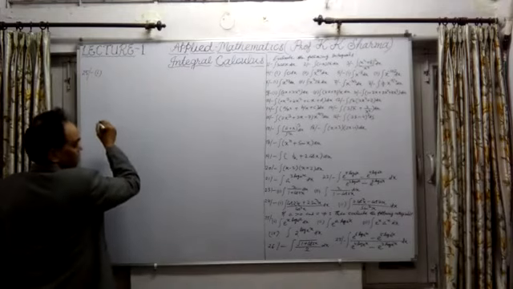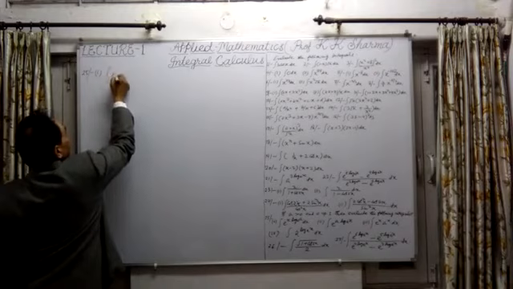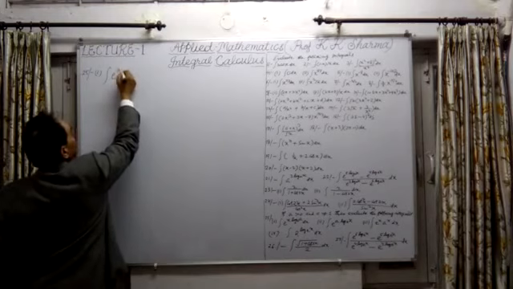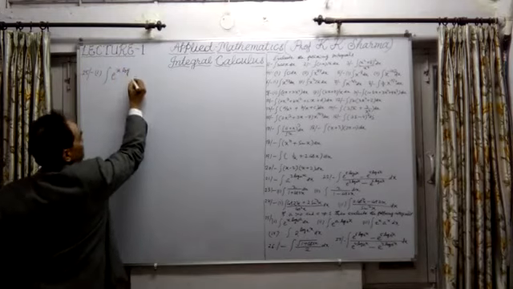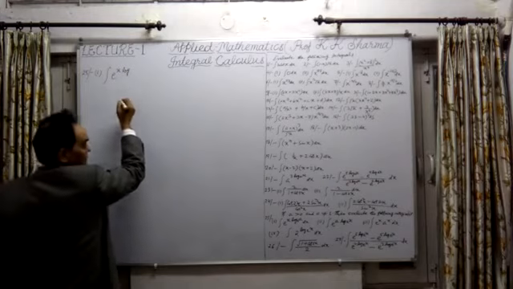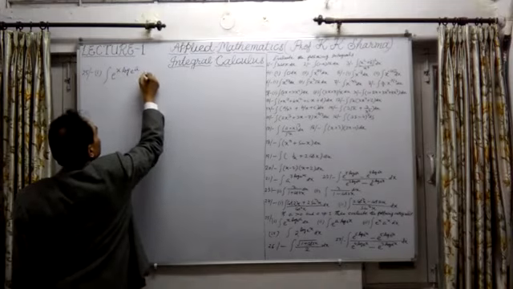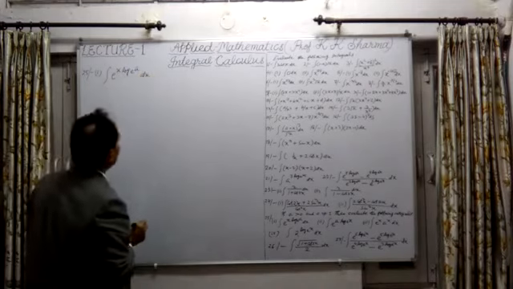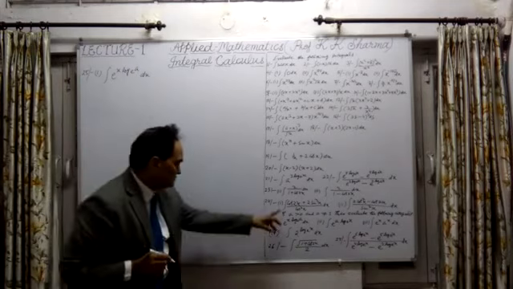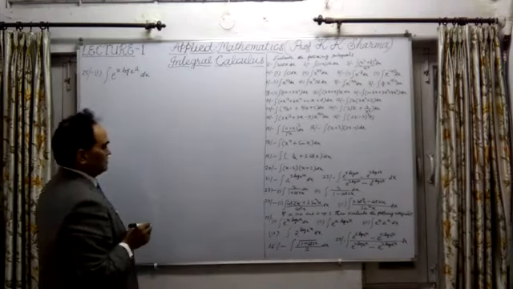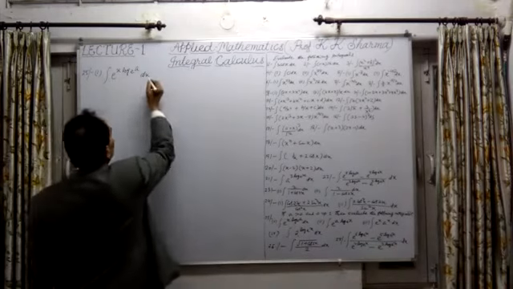It says the integration of e raised to the power x into log of a to the base e, into dx. This is part 1, e raised power x log a to the base e into dx. This is given to us.